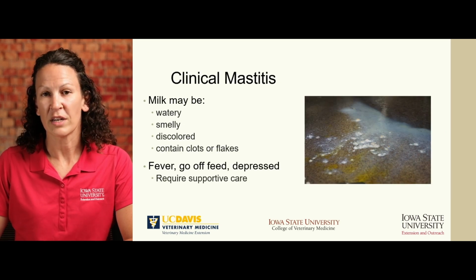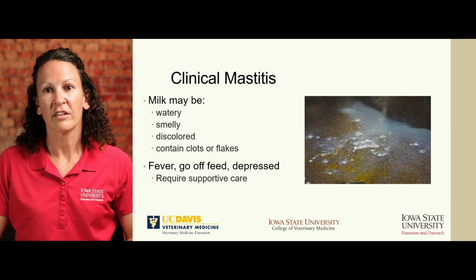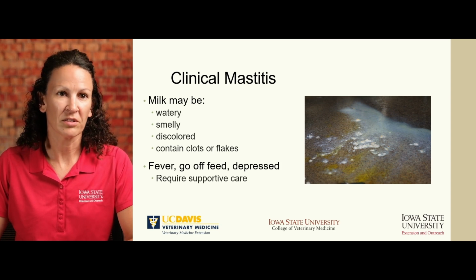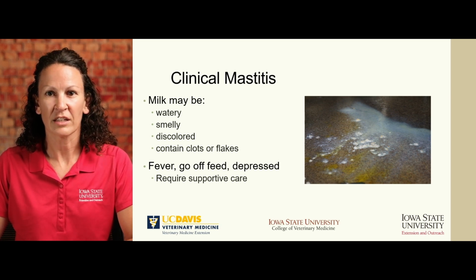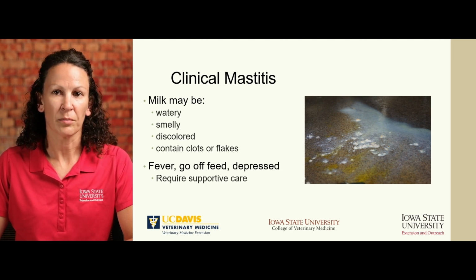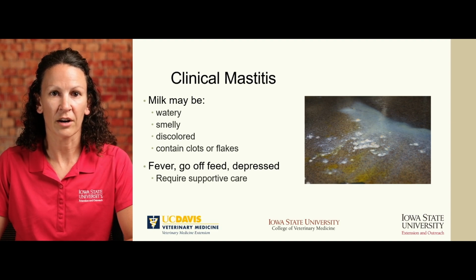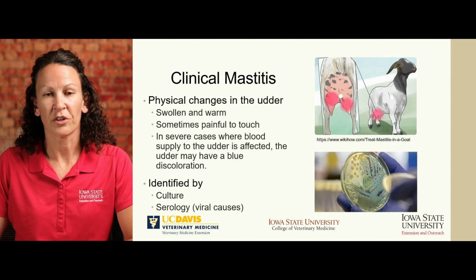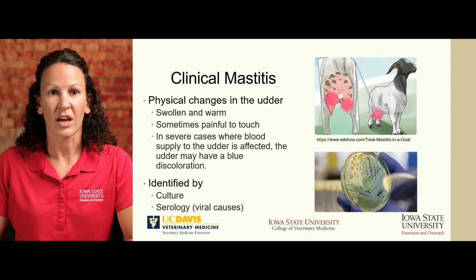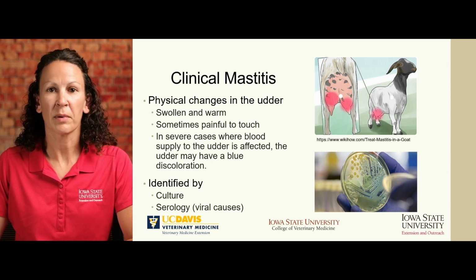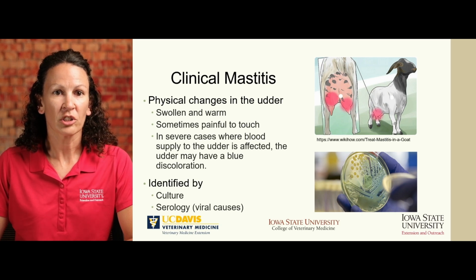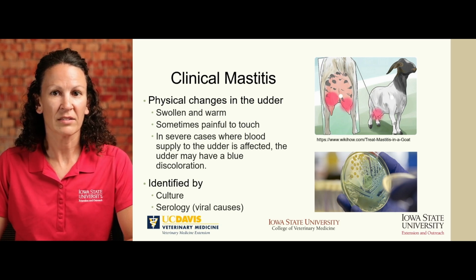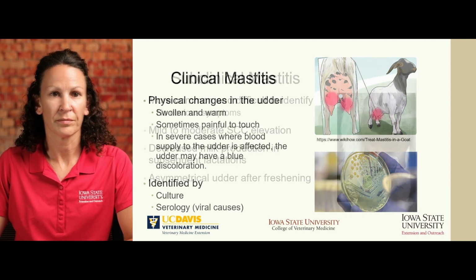When differentiating between clinical and subclinical mastitis, clinical involves changes in milk as the milk appears to be watery, smelly, discolored, and contain clots or flakes. Oftentimes, the doe will have a fever, go off feed, and become depressed, requiring additional supportive care. Clinical mastitis also refers to the physical changes in the udder as the udder becomes swollen, warm, and sometimes painful to touch. In severe cases where the blood supply to the udder is affected, the udder may have a blue discoloration. A culture or serology is needed to identify the type of mastitis for proper treatment and control.